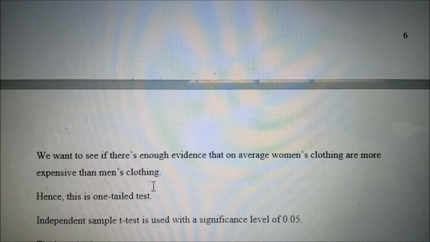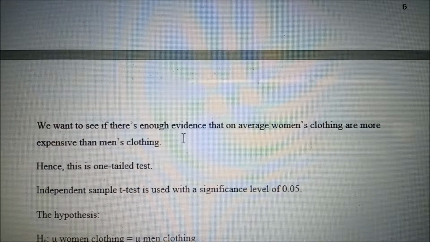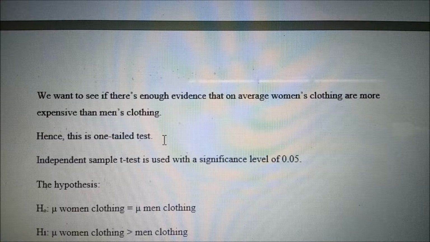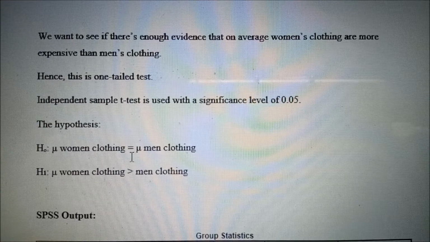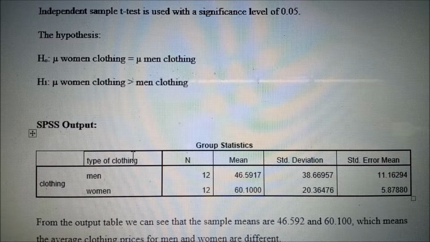Statistical test. We want to see if there's enough evidence that on average, women's clothing is more expensive than men's clothing. Hence, this is a one-tail test. An independent sample t-test is used with a significance level of 0.05. The hypotheses are stated below. These are the SPSS output.